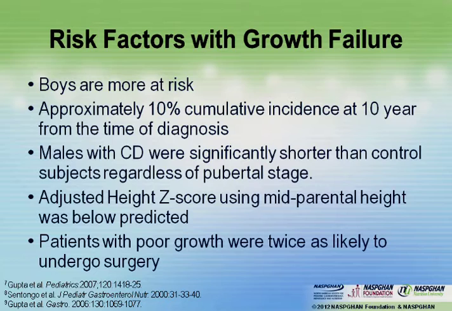When Dr. Santango, who's at University of Chicago, looked at males with Crohn's disease, he found that they were significantly shorter than control subjects, regardless of their Tanner staging. And if you adjust the height Z-score using mid-parental height, it was still below predicted. When the group at UCSF again looked at patients who were at risk to develop or need surgery, the patients with poor growth were twice as likely to undergo surgery. So growth failure in patients with inflammatory bowel disease has significant impact on adult height with potential need for surgery, and also in puberty delay, which I'll talk about a little bit more.